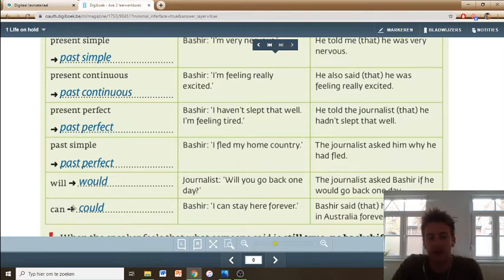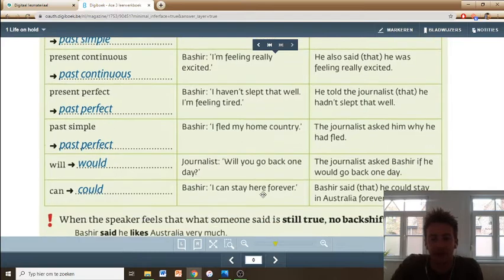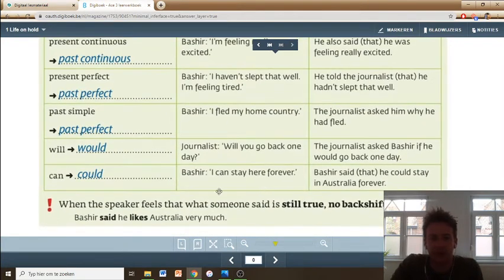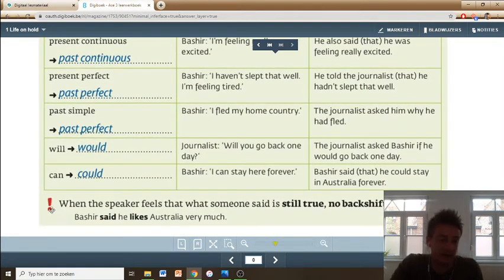Will and can are a bit special in the sense that will always becomes would, and can always becomes could. That's actually quite easy to remember. Okay, an important thing is written over here. When the speaker feels that what someone said is still true, no backshift occurs.